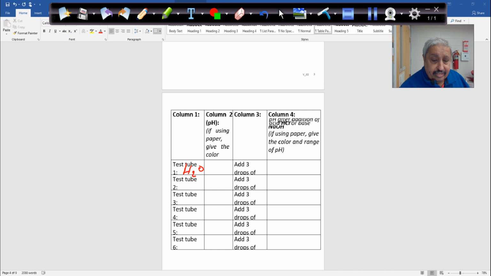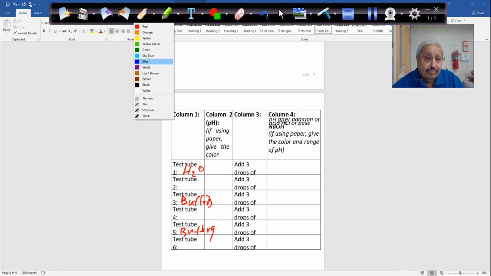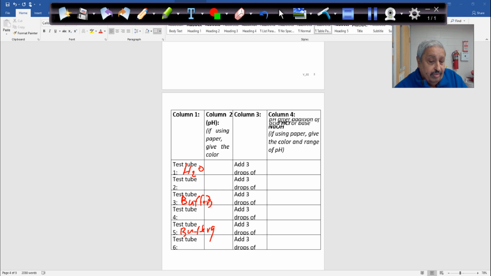Test tube 3 has buffer pH 3, and then 5, buffer 9. When I say 9, that's pH 9. Then I have here, guys, test tube number 2, H2O. 4 is buffer 3, and 6 is buffer 9. Now, what do you think the tap water pH is?